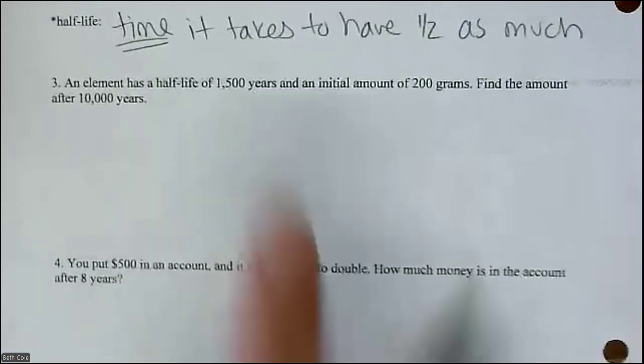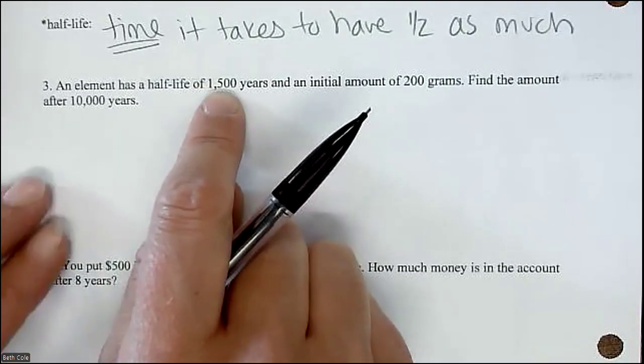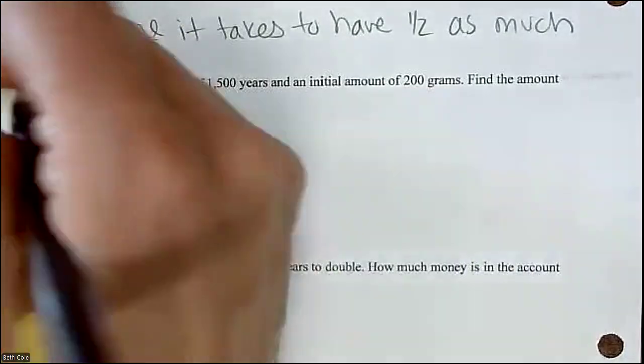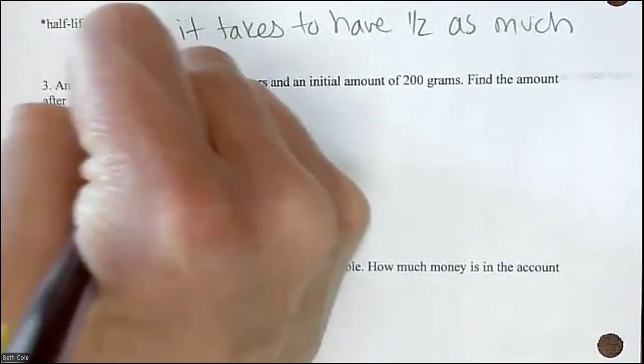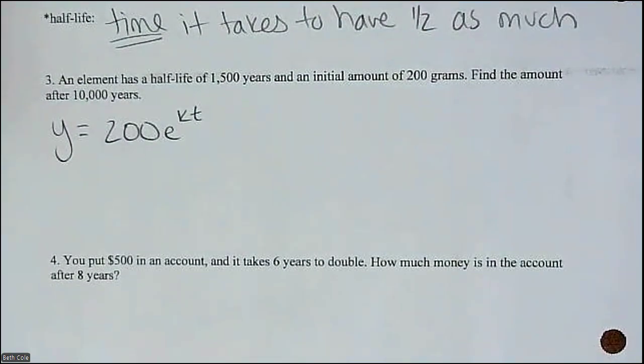All right. An element has a half-life of 1,500 years. That's usually a long time. It takes a long time for elements to break down. An initial amount of 200 grams. So it's going to look like this. You initially have 200 grams. It's your P or your A-naught, however you want to think of that.